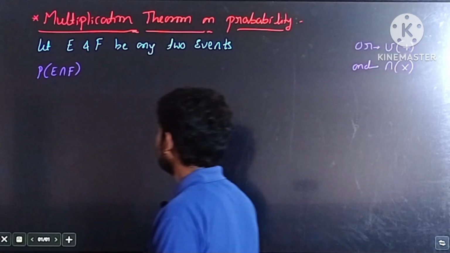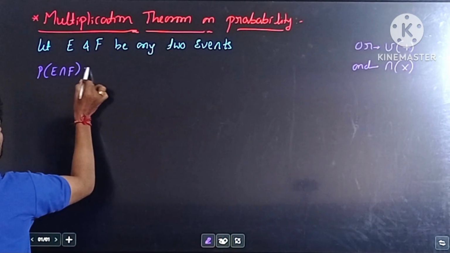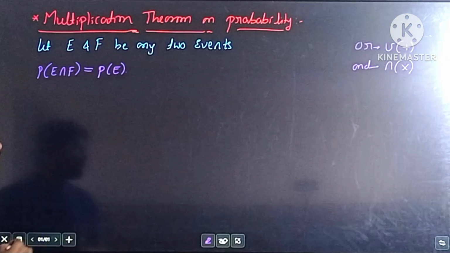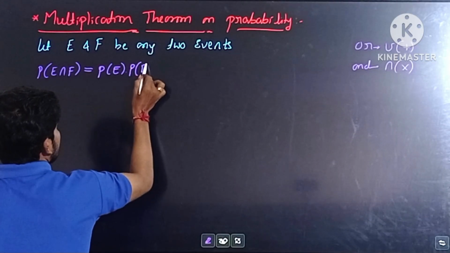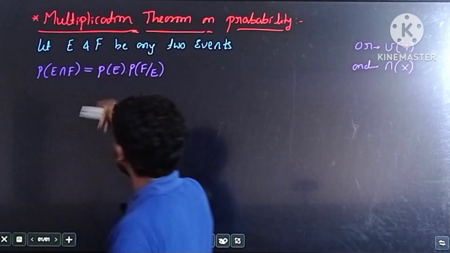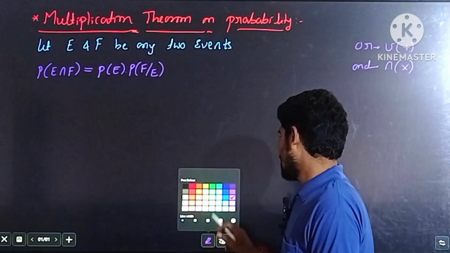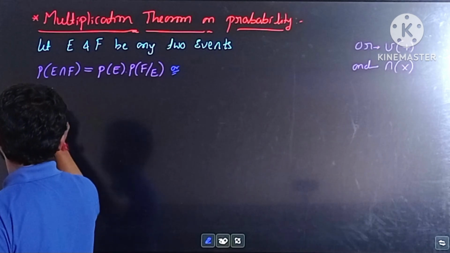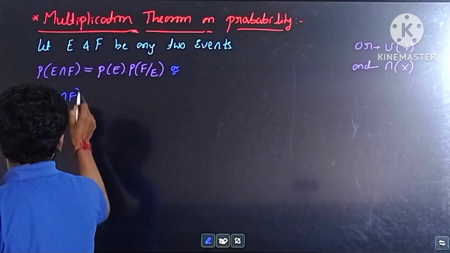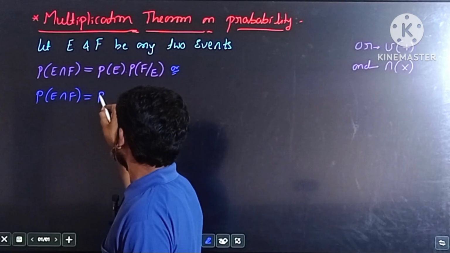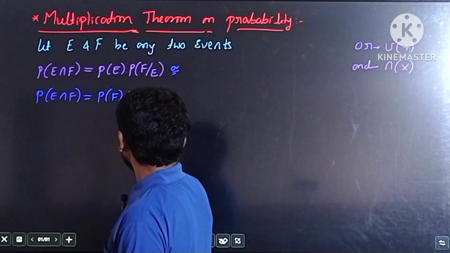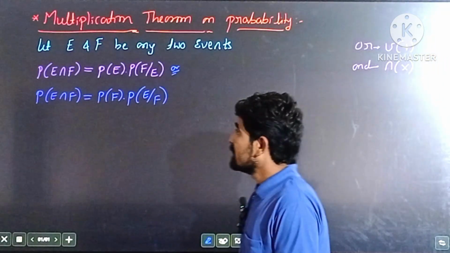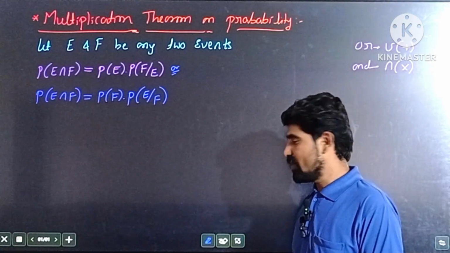So probability of the events E and F is equal to probability of the event E into probability of the event F, given that the event E has already occurred. Or probability of the events E and F is equal to probability of the event F into probability of the event E, given that F has already occurred. So this is what the multiplication theorem on probability is.